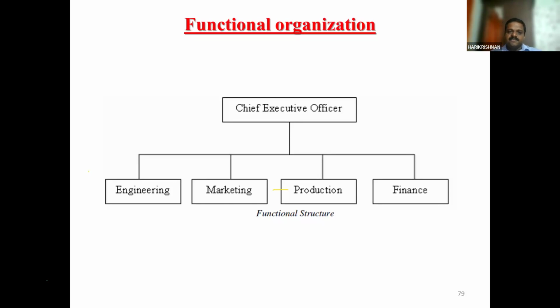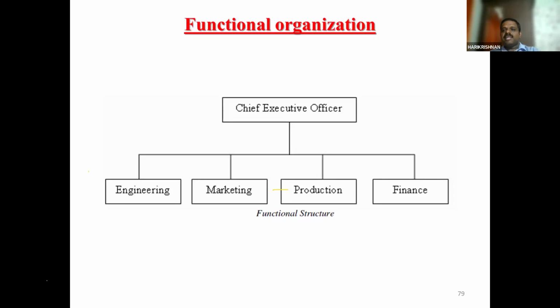So this is the functional organization. If it is not clear, I will explain once again. One CEO will be there. Under the CEO, different sections will be there: the engineering section, marketing section, production section, and finance section. Each section will have one head. So this head will be responsible for each section.